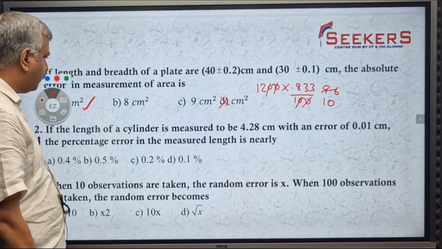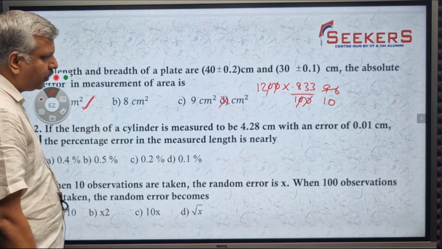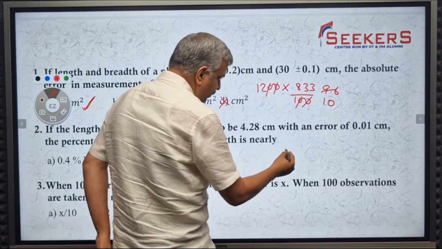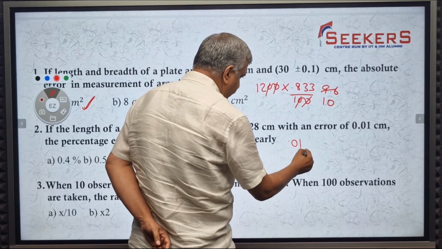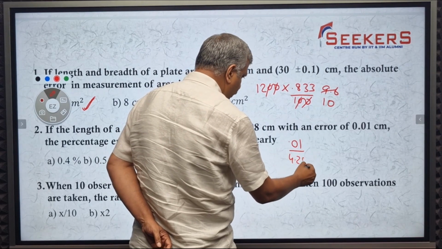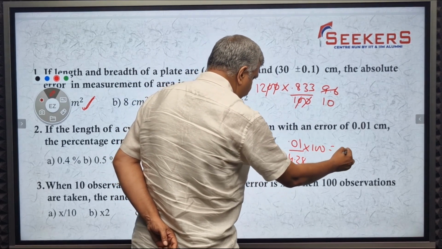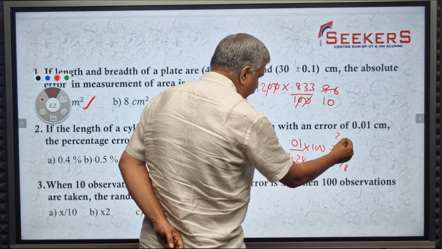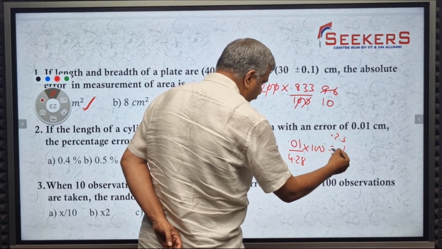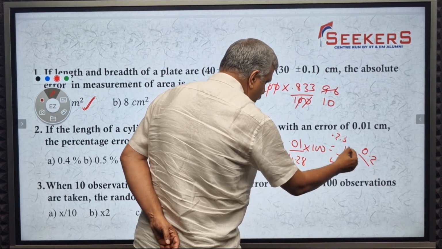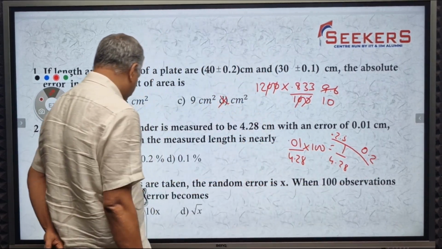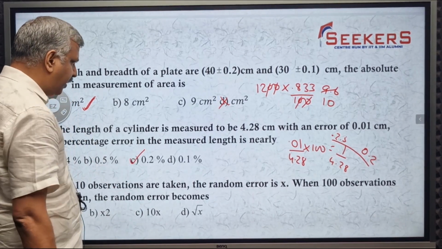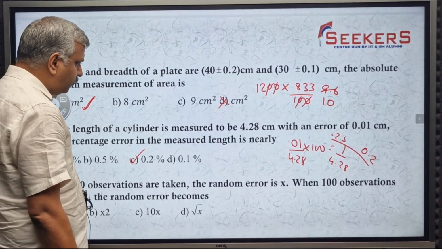Okay, then if the length of a cylinder is measured to be 4.28 cm with an error of 0.1, the percentage error is the absolute error divided by the measured quantity into 100. So this will be 1 by 4.28. 1 by 4 is 0.25. 1 by 5 is 0.2. So the answer has to be between these two. If I look at between those two, this is the only number which is there. So the answer will be close to 0.2.